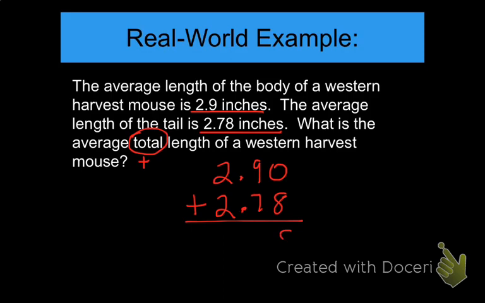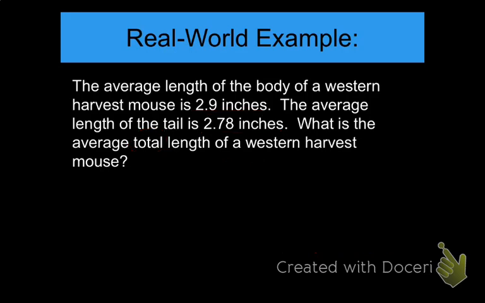0 plus 8 is 8. 9 plus 7 is 16. Carry the 1. 2 plus 2 is 4 plus 1 is 5. Bring my decimals straight down. And the average harvest mouse is 5.68 inches. I am going to go ahead and add that label from the problem to my answer.